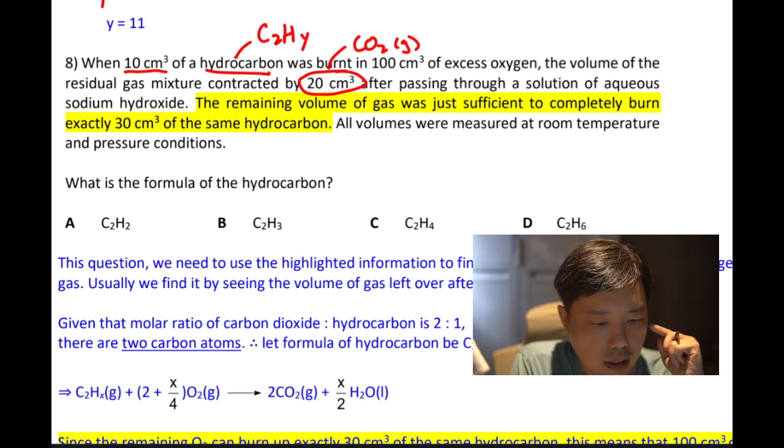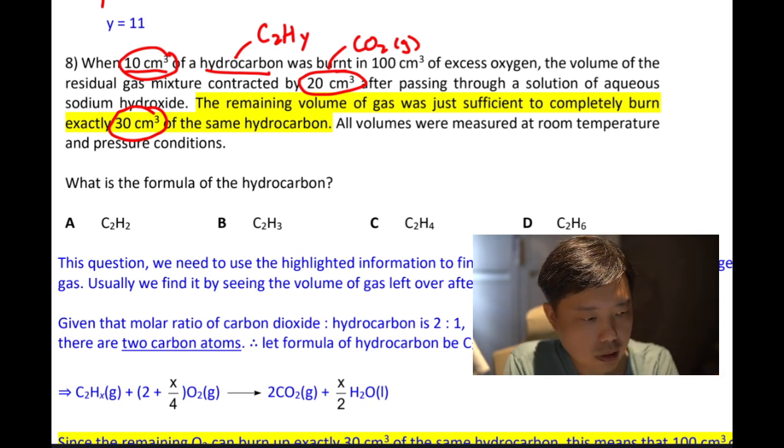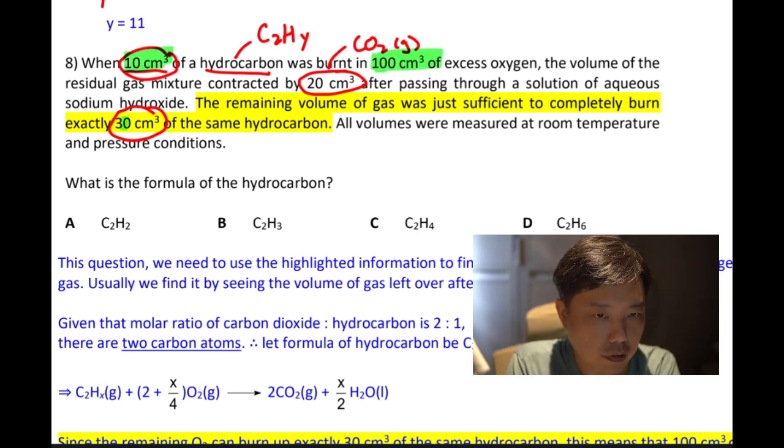What is your H? This second part is very, very important. The remaining volume of gas was just sufficient to completely burn exactly 30 cm³ of the same hydrocarbon. So earlier on, we already burned 10 cm³. Now we burn another 30. So in all, we used up 100 cm³ to burn a total of 40 cm³ of the hydrocarbon. They told us all volume is measured at room temperature and pressure.